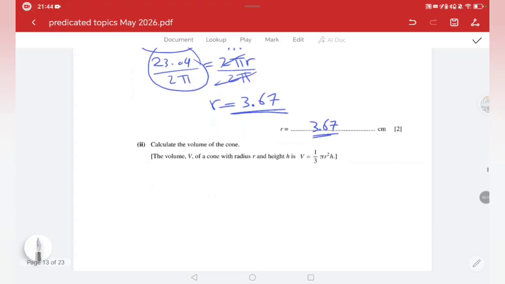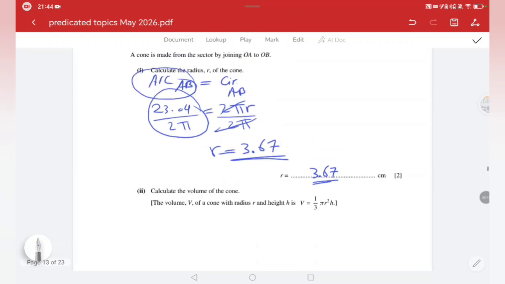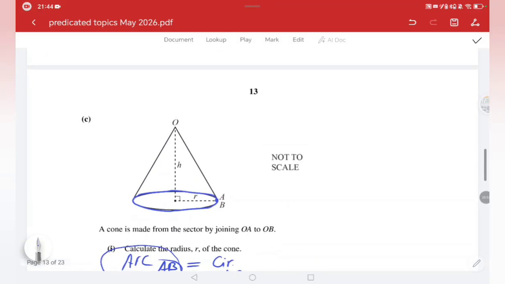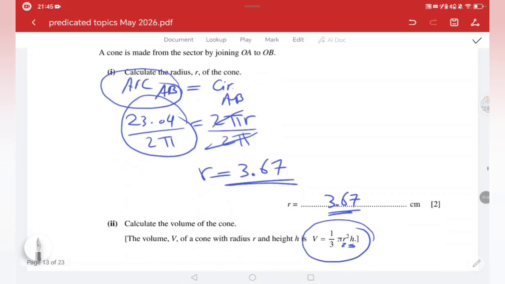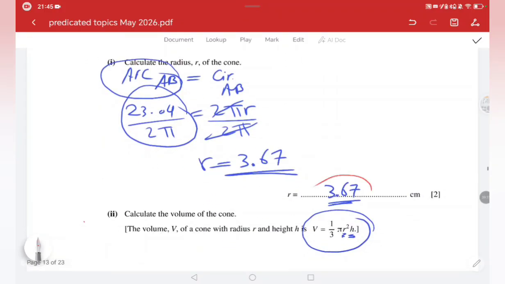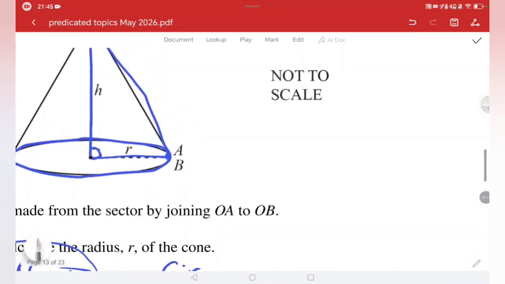Next one, calculate the volume of the cone. The volume of the cone is this formula, and it's in the formula sheet. But R, we know R. We found already R. But how about H? You have to go to this one. H is the height, and this is R. Let's make it with a different color. R is 3.67.